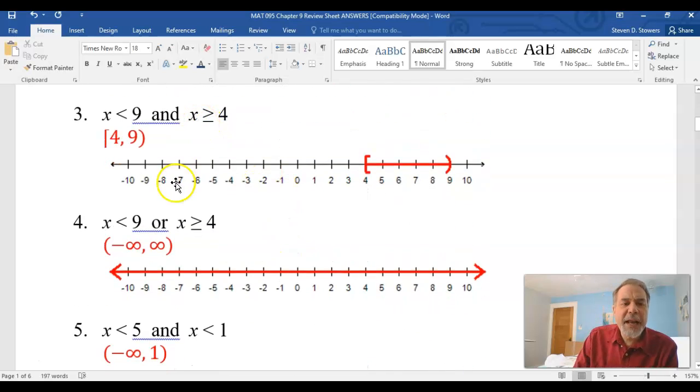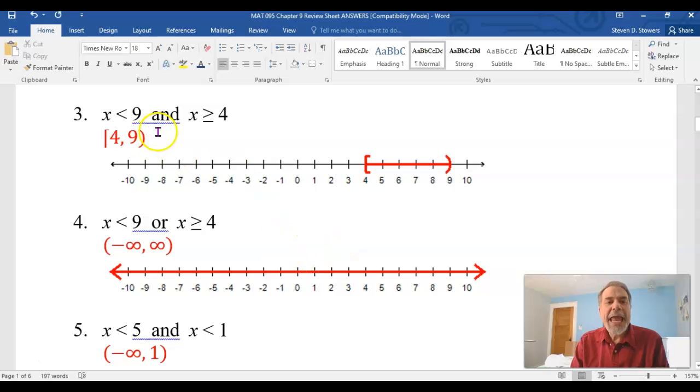Number 4 is like it, but it has the word or instead of the word and. x is less than 9, or x is greater than or equal to 4. So that means we have all the numbers that are less than 9 together with all the numbers that are greater than or equal to 4. And together that makes up the whole number line. x can be anything because you can pick any number at all, and it's going to be either less than 9 or it's going to be greater than or equal to 4. So here the solution is everything from negative infinity to infinity.